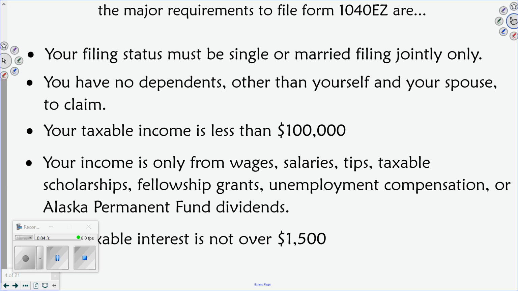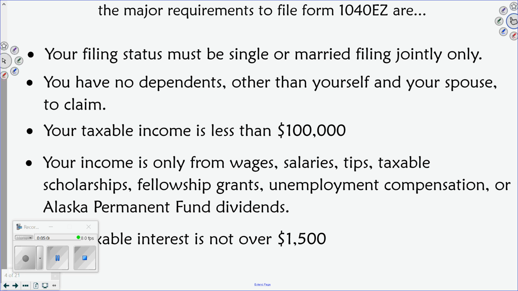Your taxable income is less than $100,000. So if you would make over $100,000 for the year, you could not use this. All right, but as long as you're less than 100, you could use this form. Your income's only from wages, salaries, tips, taxable scholarships, fellowship grants, unemployment, or Alaska Permanent Fund dividend. And you get paid money for living in Alaska for the whole year. I don't know exactly how that works, but there's something like that. It's called the Alaska Permanent Fund dividend.